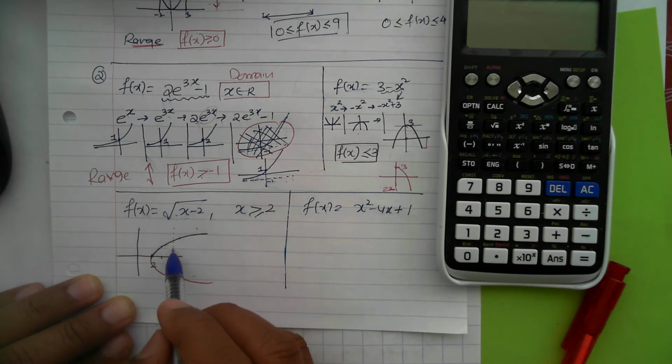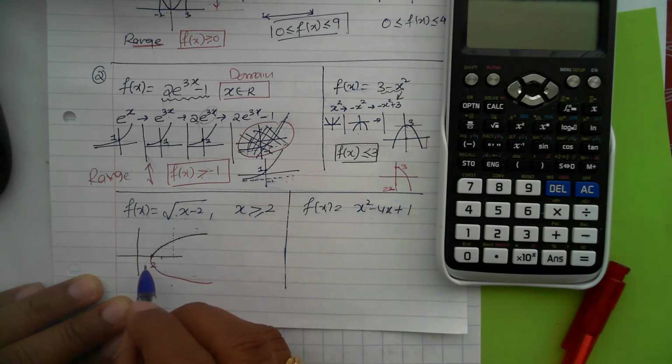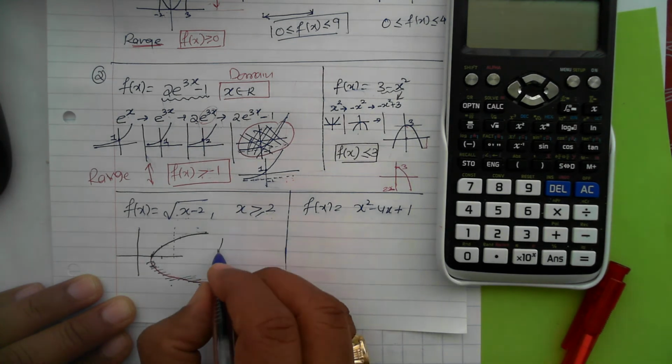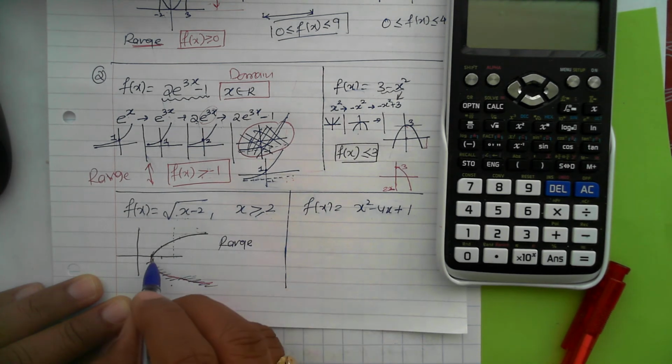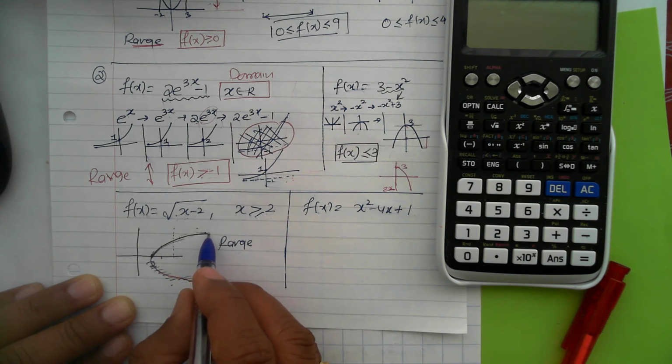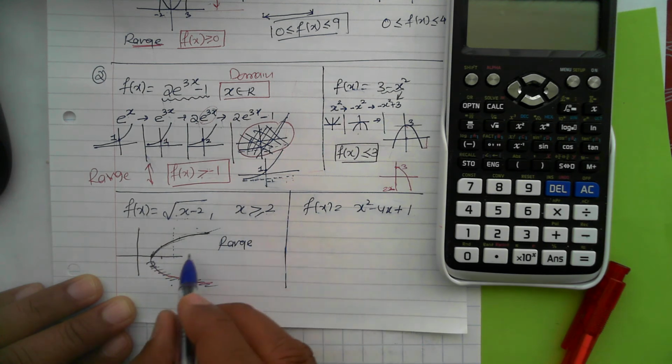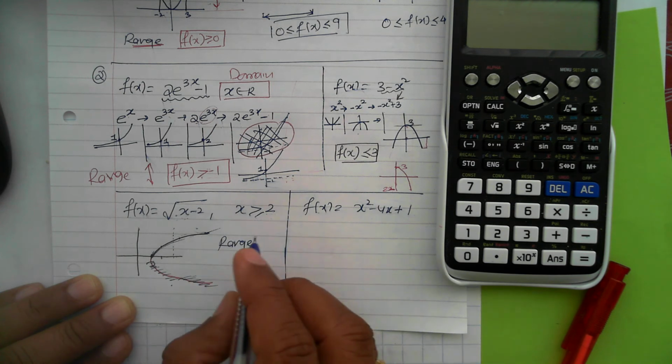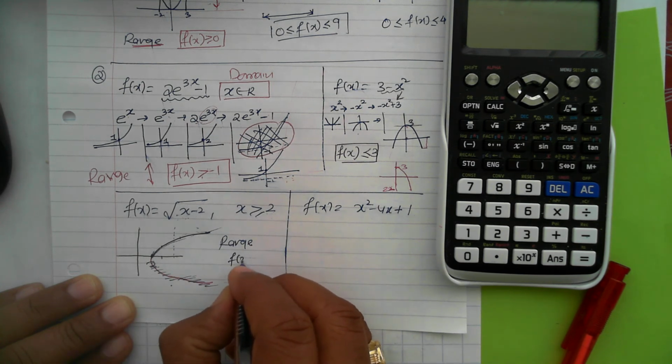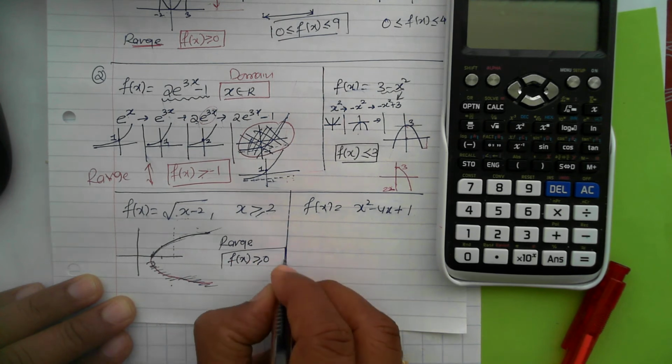Remember that vertical line test? If you draw a vertical line, it crosses the graph at 2 points, so that will not be a function. But if it's restricted, people, and we just take the black portion over here, not the red one, then it will be a function if I ignore this. Okay, so what's the range for that function? How high it can go, we don't know. As x goes on and on, this function goes up and up. So the range would be f(x) greater than or equal to 0.